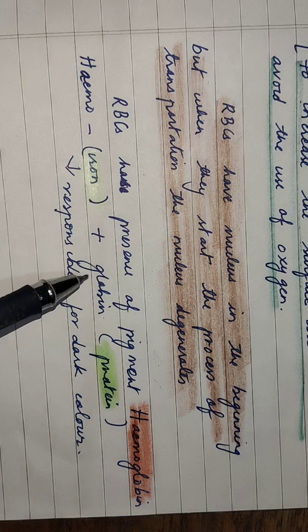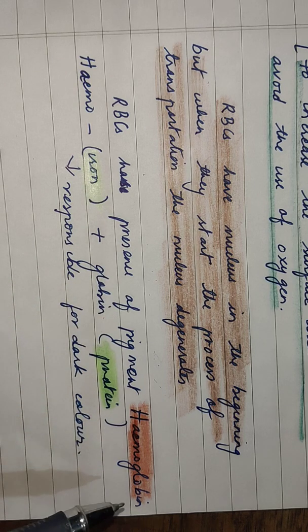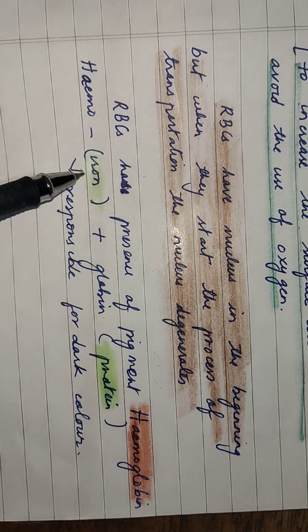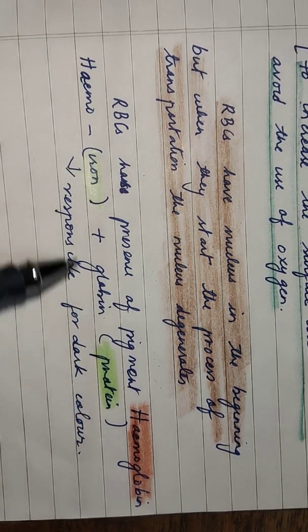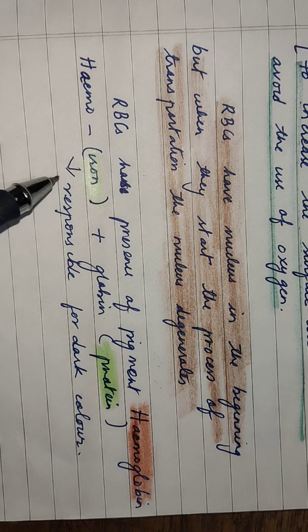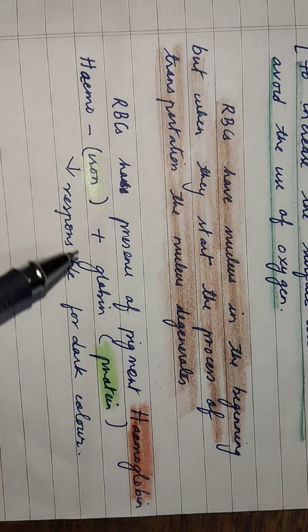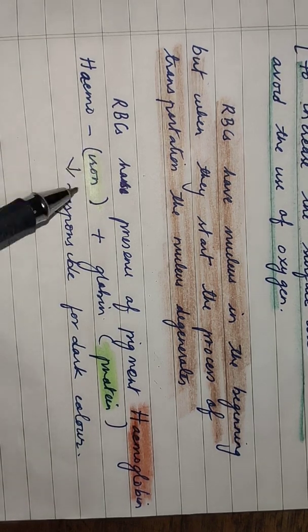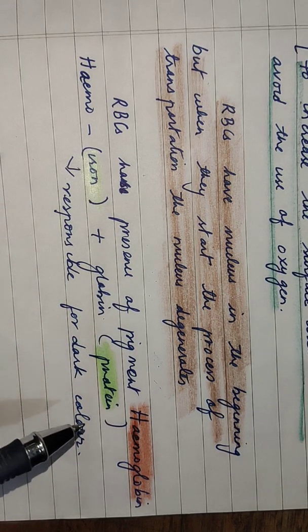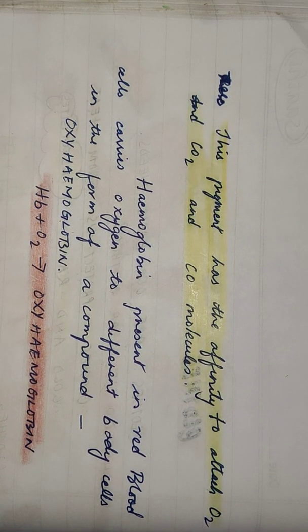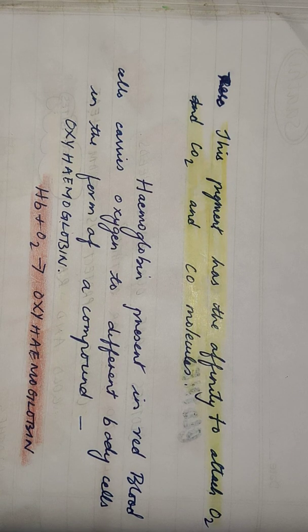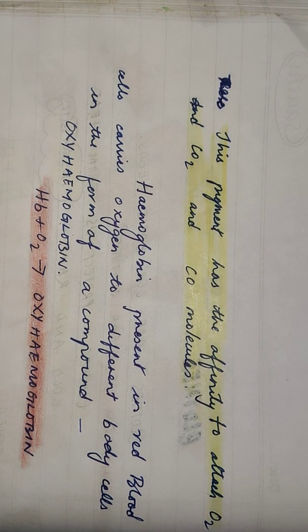RBC has a pigment known as hemoglobin. Hemo means iron, globin means protein. We have iron over here, hemo, and it is responsible for the dark color. Because of this iron, RBC is dark in color. Now this pigment, hemoglobin, has an affinity to attach oxygen, carbon dioxide and carbon monoxide molecules, means it has an affinity to attract them.